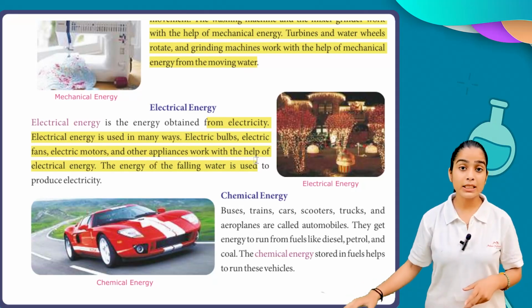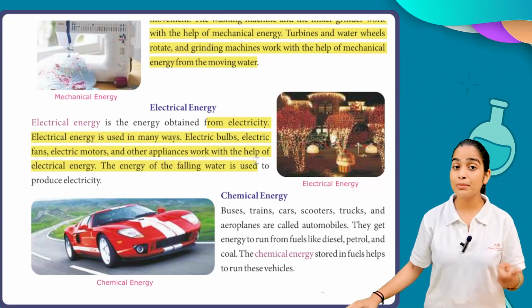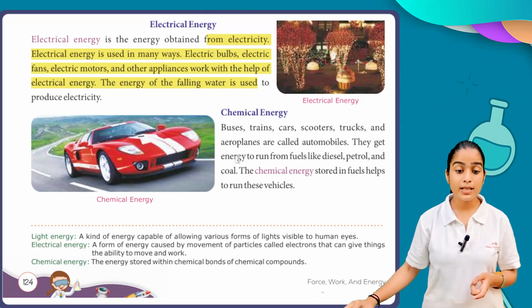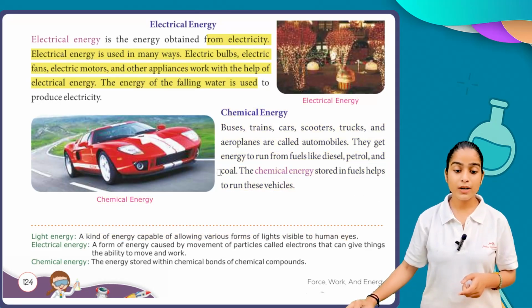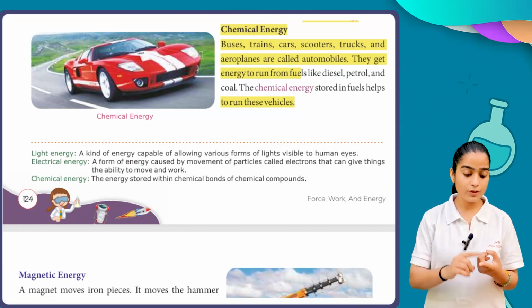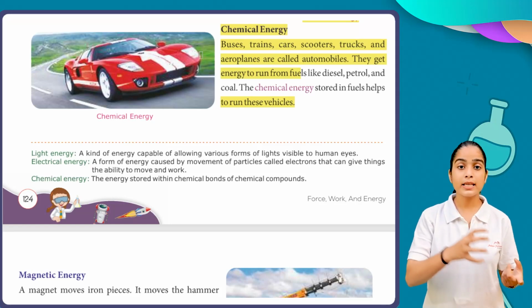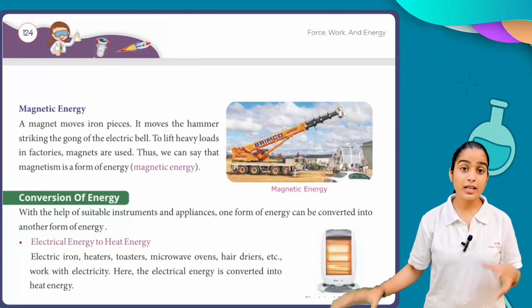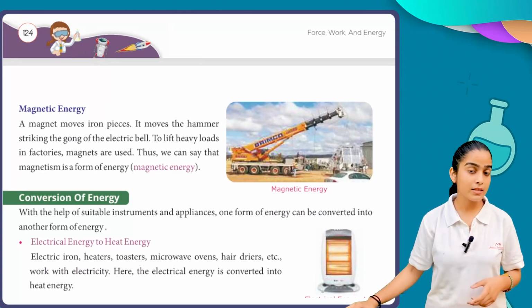Next we have chemical energy, the energy which originates from chemicals, that is referred to as your chemical energy. So buses, trains, cars, scooters, trucks and aeroplanes are called automobiles. They get energy to run from fuels like diesel, petrol and coal. The chemical energy stored in the fuels helps to run these vehicles, that is why we refer to it as chemical energy. Because with the help of coal, diesel and petrol, they can take out their chemical energy. Next we have magnetic energy, the energy between two magnets, it is referred to as magnetic energy.